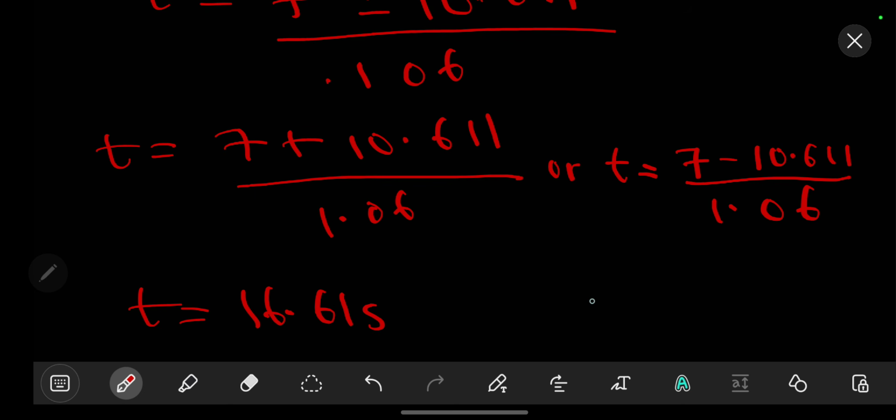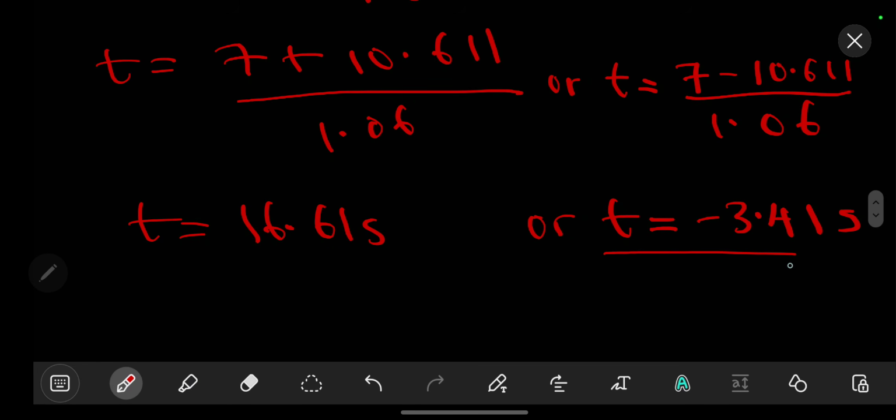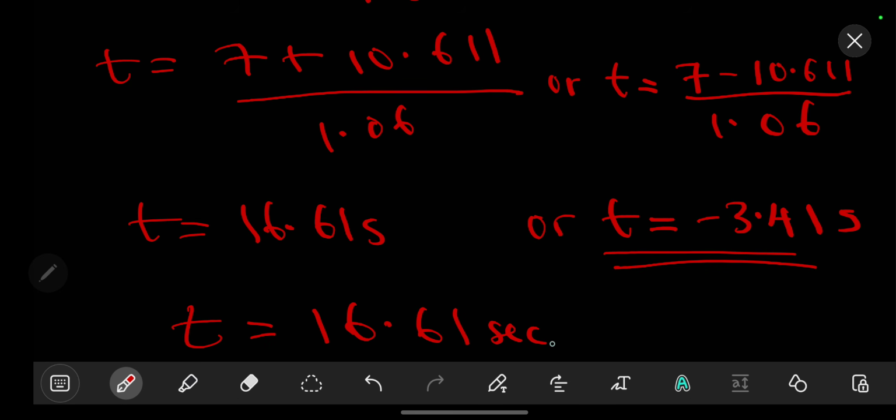16.61 seconds. Then here on the other hand, we have our t should be equal to 7 minus 10.611, which is giving us a value of negative 3.66 divided by 1.06. This will give us a value equivalent to a negative 3.41 seconds. So the time that is negative shall be ignored. Therefore, the time it will take is 16.61 seconds, like that.